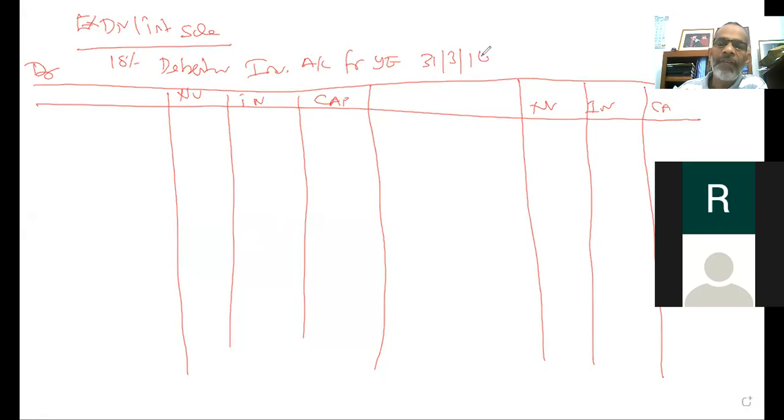Which year? 15 or 16? Year ended when? 16. Therefore, they have 1st April 2015 balance brought forward of 200,000 nominal value.